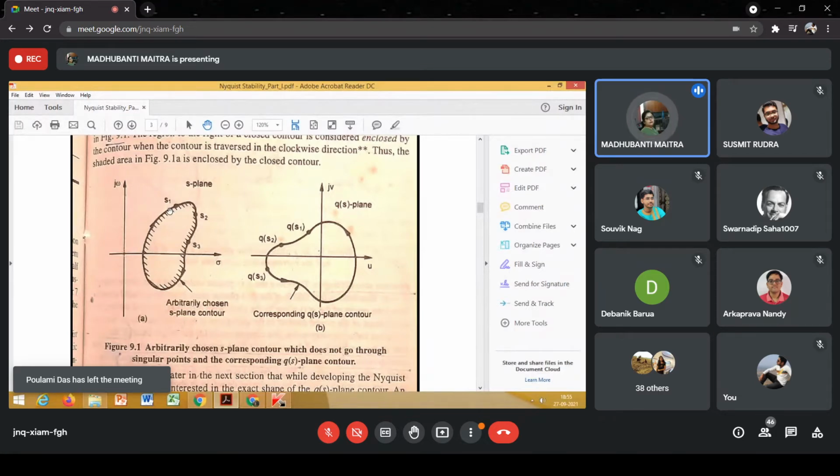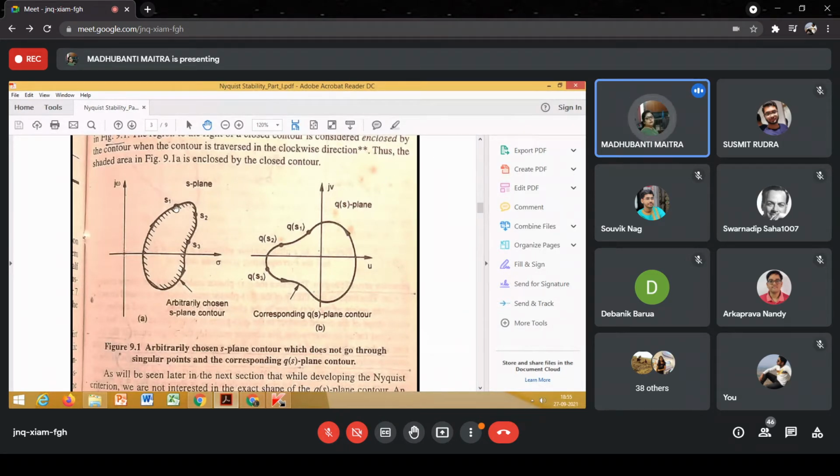Have you understood this? Yes, ma'am. Is it clear? So let this contour be such a contour for the given QS, right?